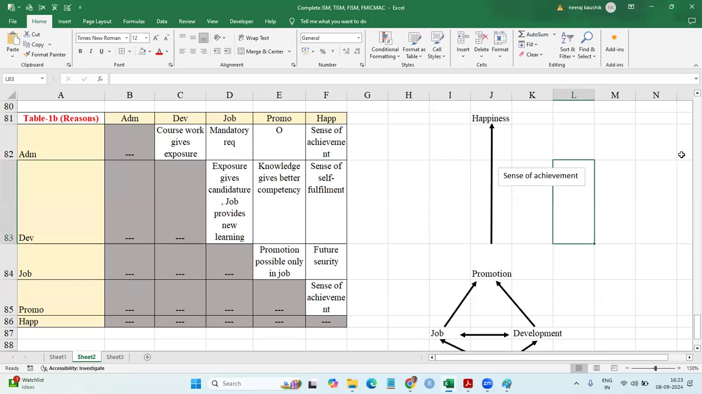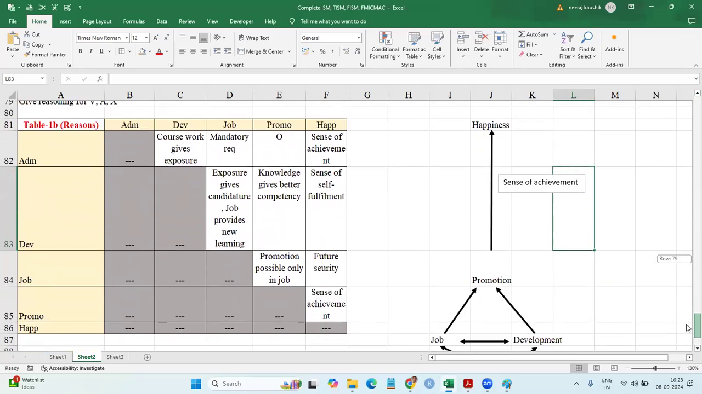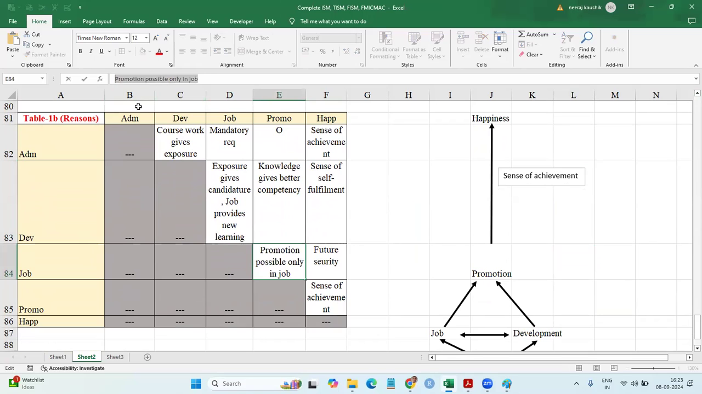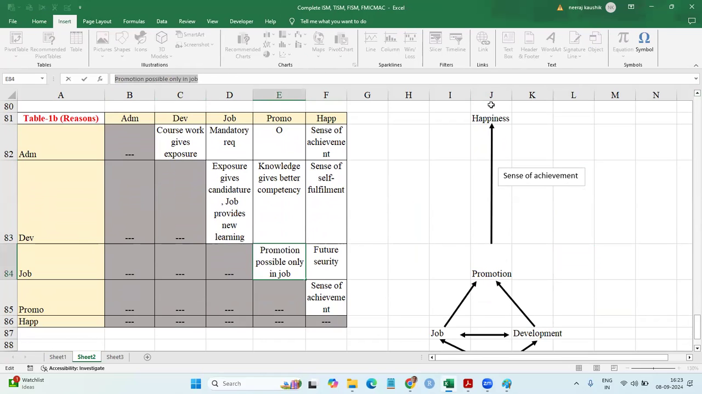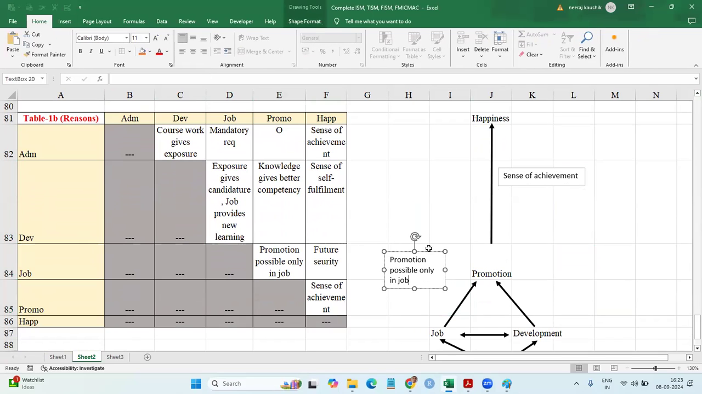It means there are 2 differences between ISM and TISM. The first difference is that on every arrow, you will write the reason for the same. Like from job to promotion, it is promotion possible only in a job. So copy it, insert, go to here, text box, and this will come here.